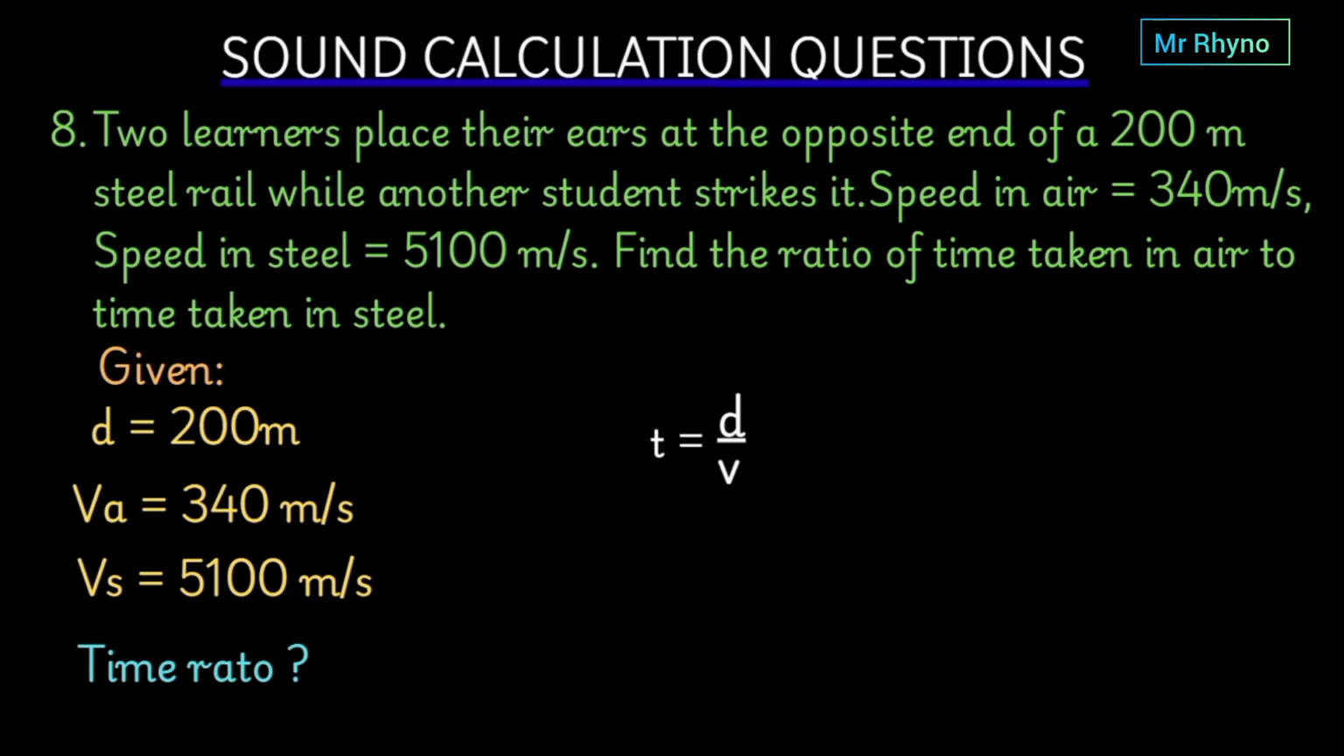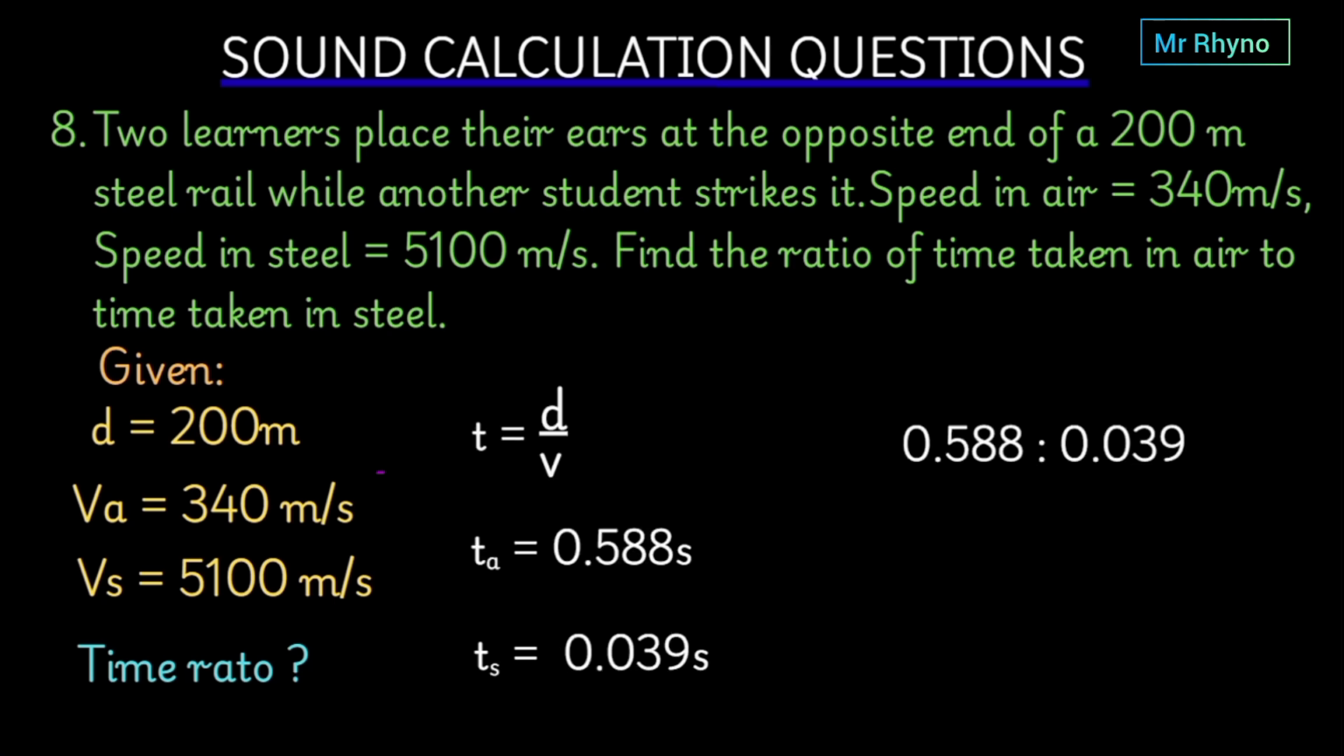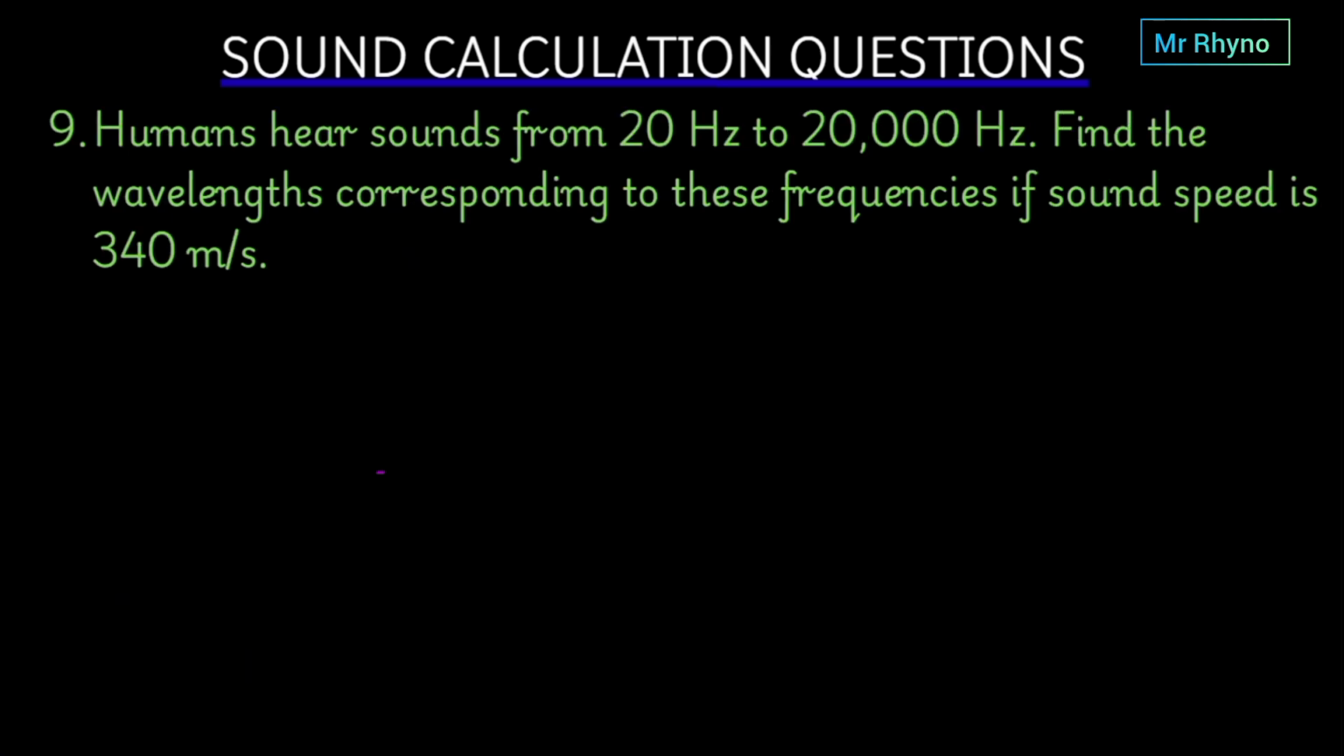Time is given by distance over speed. So for the first scenario, we consider the speed in air. It shall be 200 meters divided by 340 meters per second, and we get 0.588 seconds. Then the time for the steel shall be 200 divided by 5100, and that gives us 0.039 seconds. So our time ratio shall be 0.588 to 0.039. Then we divide through by the smallest value so that we can get an integer ratio. So we divide by 0.039 and we get 15 to 1 as the time ratio.